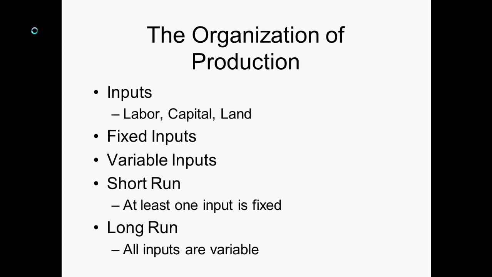Okay, so we start with inputs, because sometimes these are called factors of production. The basic things that you input into the production process. We categorize them as labor, capital, and land. Those are the most fundamental. Now, for some processes, there are also intermediate goods.